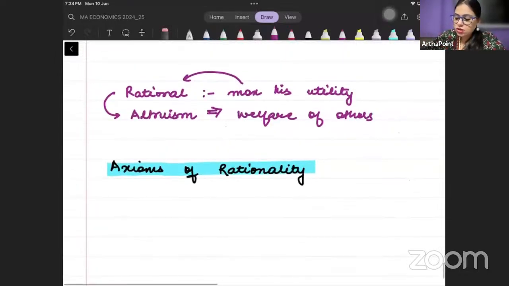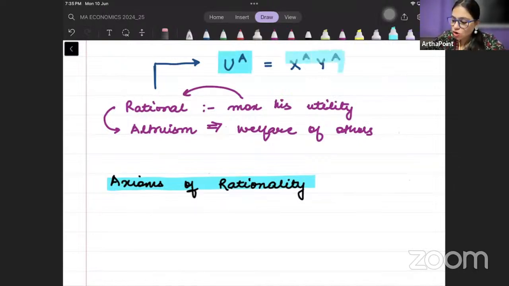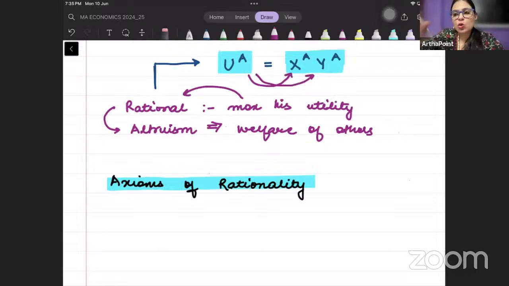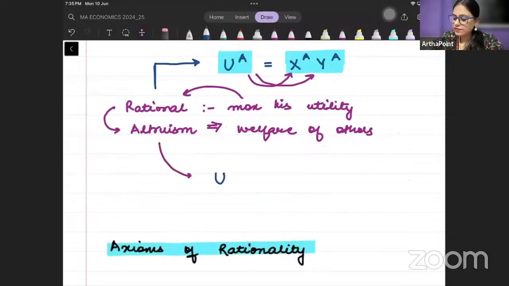So if I want to write this mathematically, an example of a rational human being can be when I say utility of individual A is equal to U(XA, YA). So we are saying that utility of individual A depends on the consumption done by him. How much of good X and good Y he consumes. So he is rational. But if I say that utility of individual B is equal to U(XA, YB), now this is tricky.